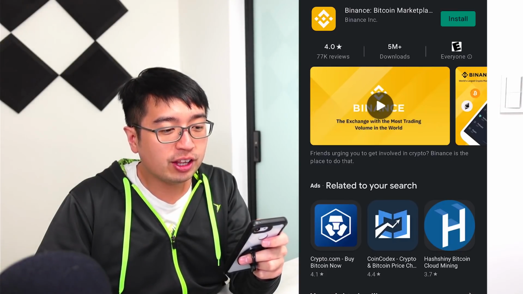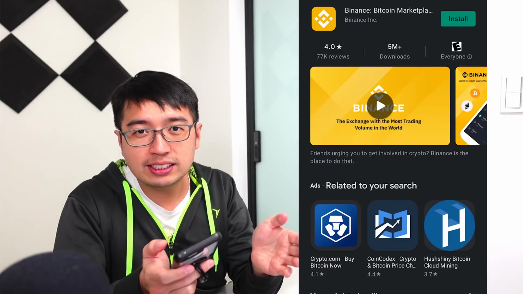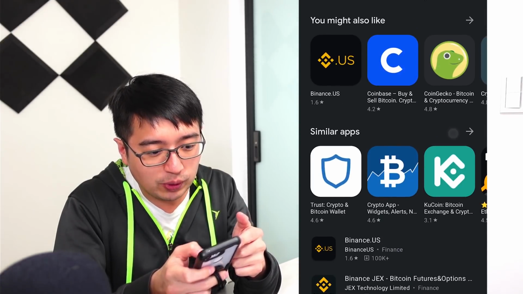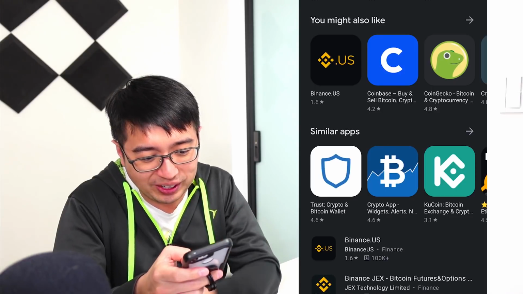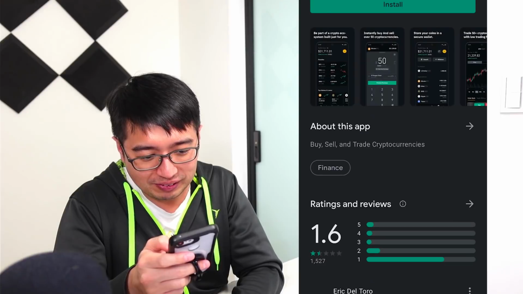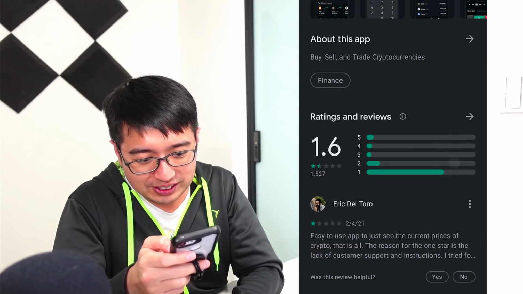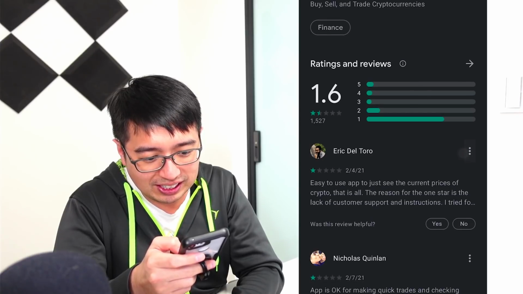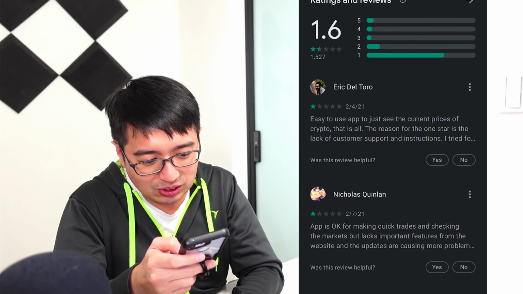Here we are in the phone app. So if you're going to use Binance.com, it's this app here. And if you're going to use Binance.us, it's this one that's rated 1.6. I don't know if I even want to download this one. Easy to use the app just to see the current prices of crypto. That is all. The reason for the 1 star is the lack of customer support and instructions.